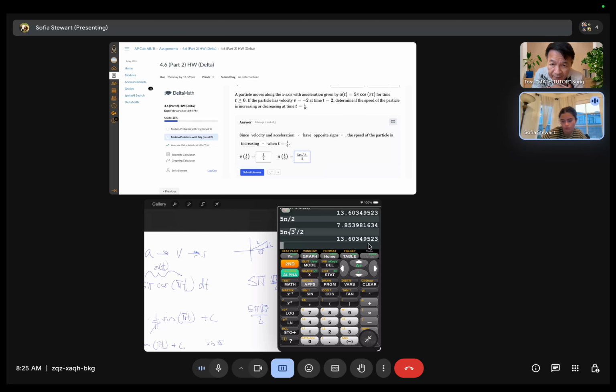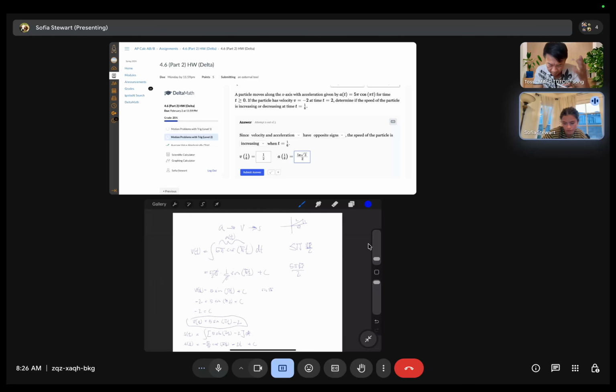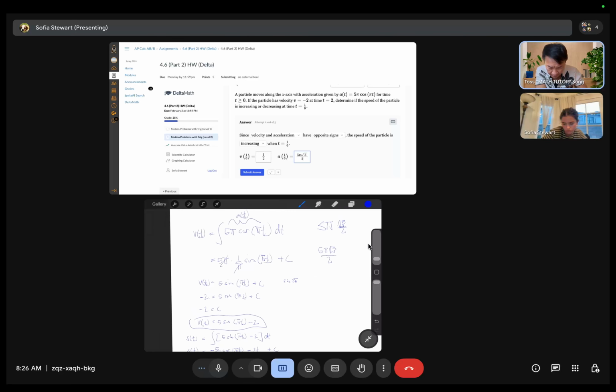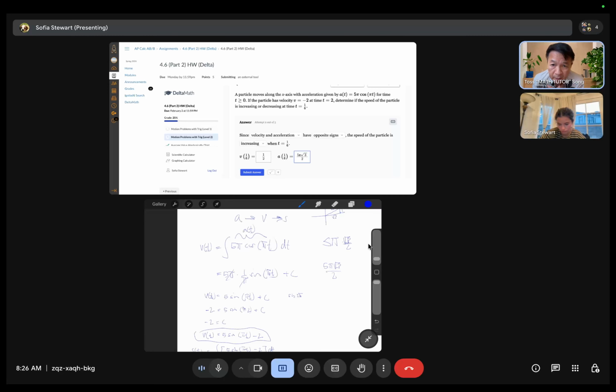Okay. I think the values on the bottom are correct, but let me see. Velocity and acceleration have opposite sign. Are we sure it's velocity and acceleration? Velocity and acceleration have opposites. I took the derivative. Let me see. What time? T being greater than 0.